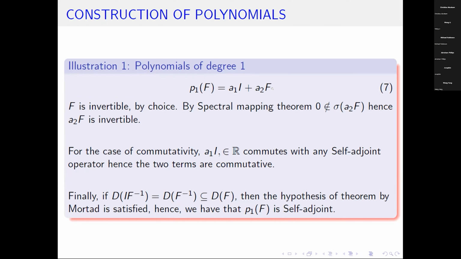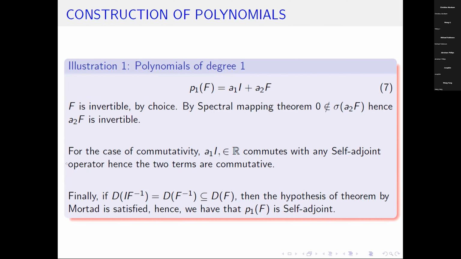We want to show that this polynomial is self-adjoint using Moutard's result. First, F is invertible by choice. We chose F to be an invertible, self-adjoint operator, and by the spectral mapping theorem, when we scale it, the scaled operator a_2 F will also be invertible. Why? Because when 0 is not an element in the spectrum of F, it will not be an element in the spectrum of a_2 F. Therefore, a_2 F is invertible, of course, and self-adjoint.